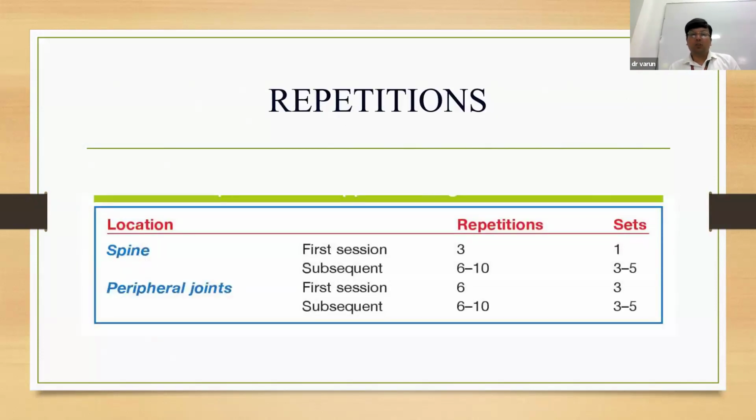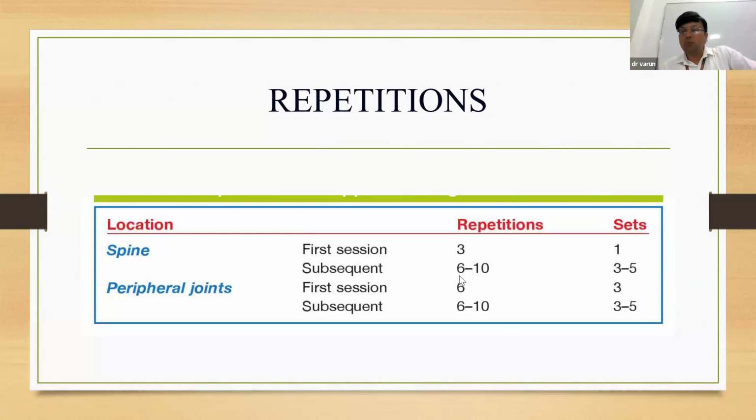Next is the repetition. We already discussed during the first session that we have to give fewer repetitions. If you see on this screen, here we have the spine as well as the peripheral joint. If we have to give mobilization for the spine, in the first session we can give 3 repetitions in a single set only, not more than that. In the second session, means on alternate days when the patient comes to us again, we can start with 6 to 10 repetitions. That depends upon the condition of the patient, whether the patient has severe symptoms or very mild symptoms.